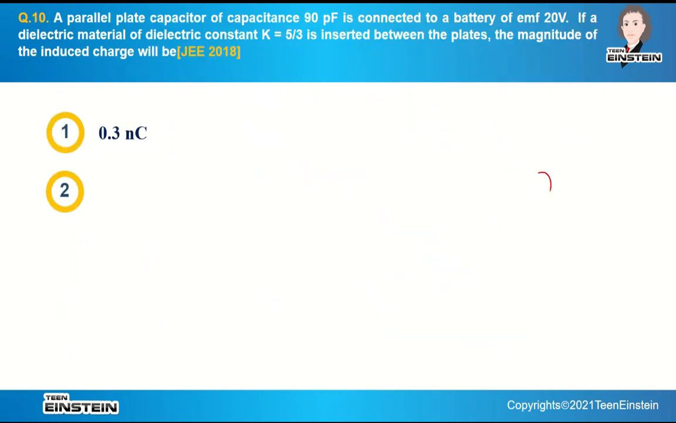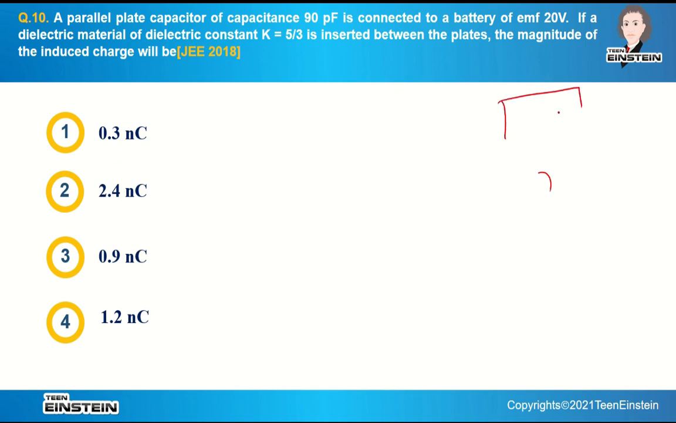Okay, so we'll move on with the next question. A parallel plate capacitor of capacitance 90 picofarad is connected to a battery of EMF 20 volt. If a dielectric material of dielectric constant K equal to 5/3 is inserted between the plates, the magnitude of the induced charge will be. So here they have given you the parallel plate capacitor like this. You have the voltage over here, and you are inserting a dielectric material between the two parallel plates. One is charged positive and another is charged negative. This dielectric constant, they have given as K.